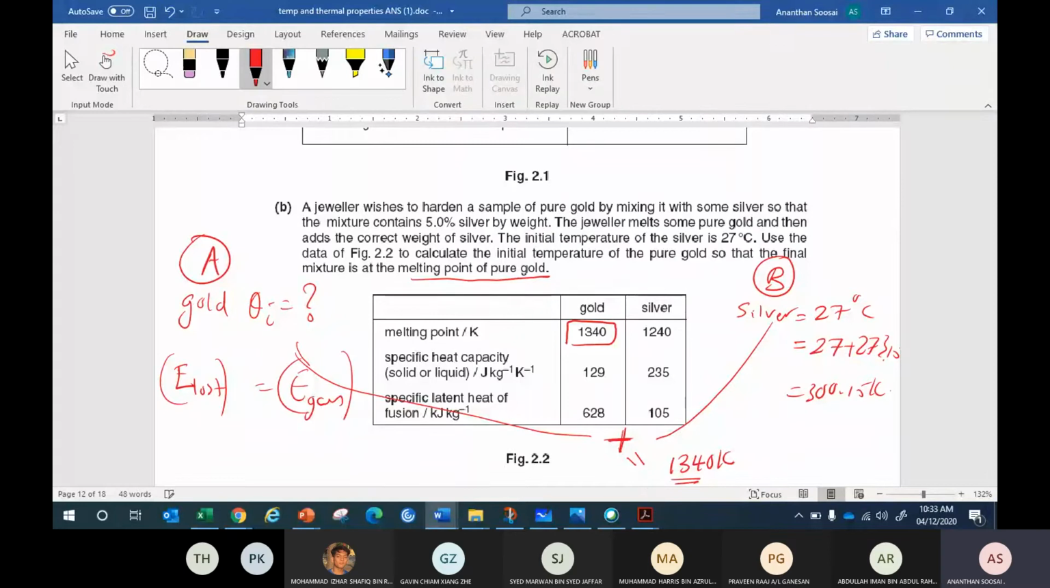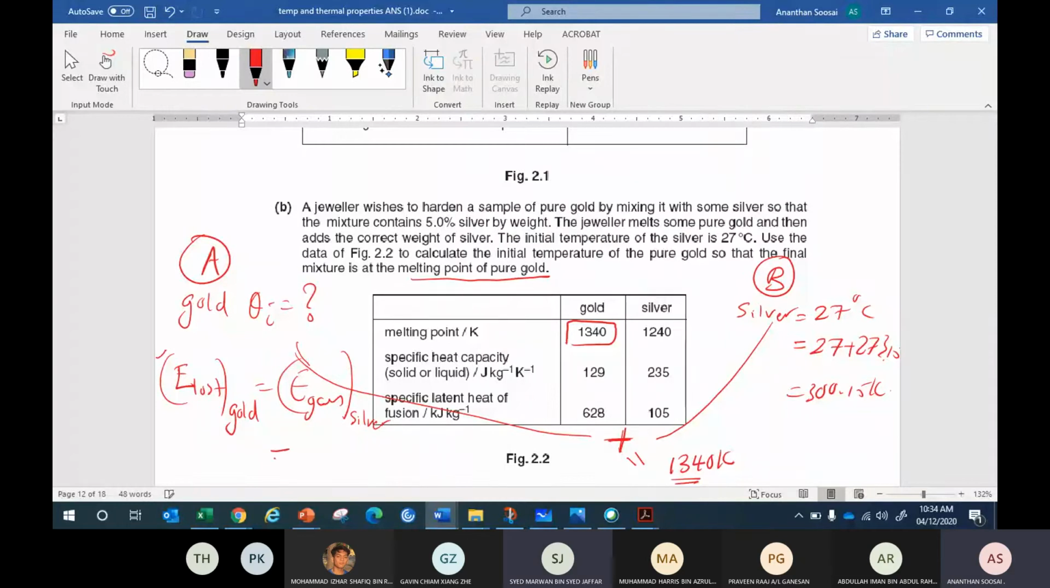Who lost here? Who lost energy here? Gold or silver? Yes, guys. Who lost energy here? According to the question, who is losing the energy? Gold. Gold loses energy. So the energy lost is by gold, and the energy gained is by the silver. Okay, so this is easy to figure out.